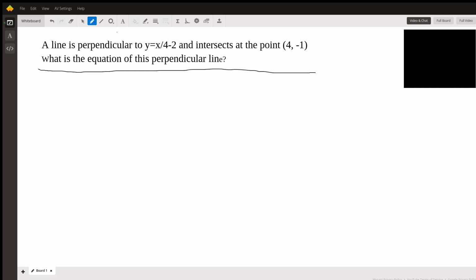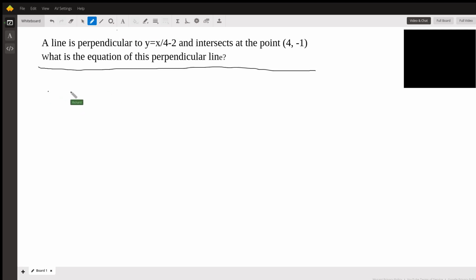Okay, so let's get started. We have this equation, y equals x over 4 minus 2. And this is a line. Notice the slope here, y equals mx plus b. The slope here is 1/4, and b is going to be -2 here.